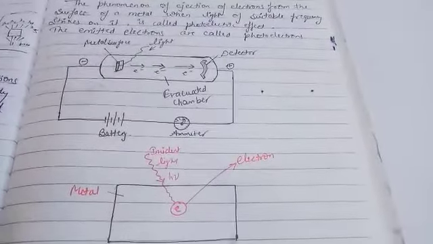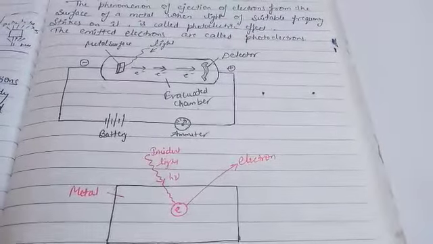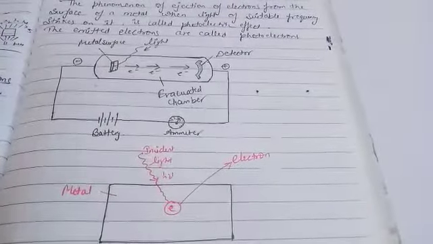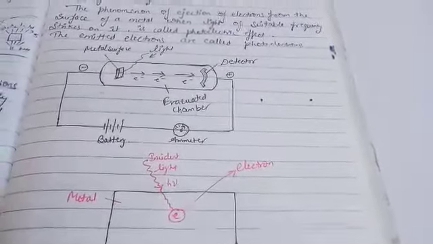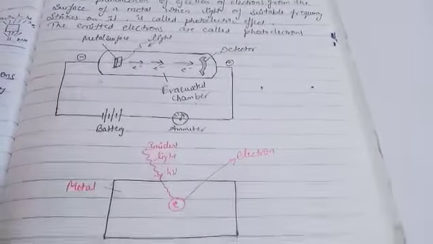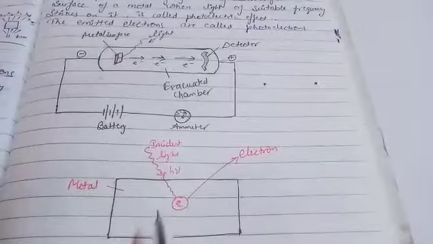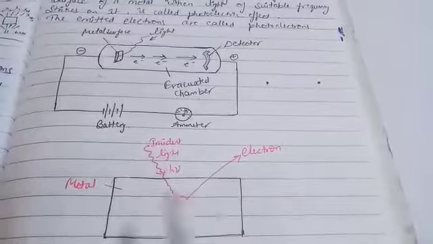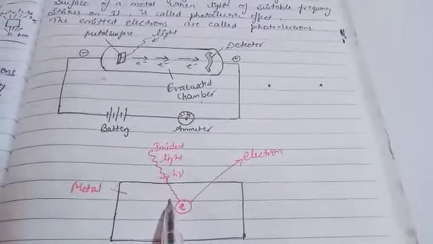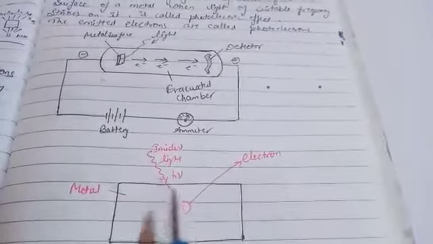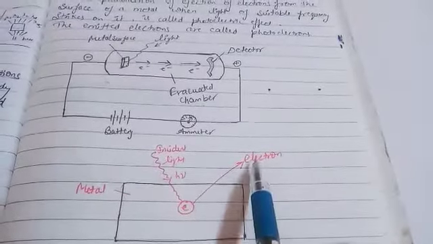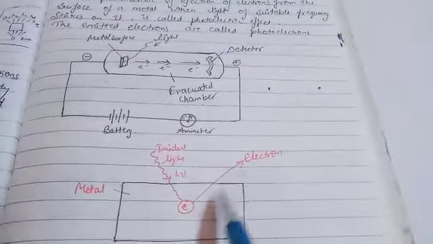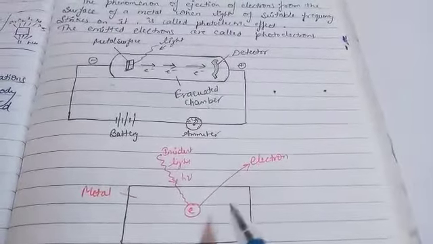Now simple, I think you know that metals have a tendency to lose electrons. Suppose you take any metal in which electrons are loosely bound, for example cesium. You have to take those metals in which electrons are loosely bound, since generally metals have a tendency to lose electrons. Now when light of a certain frequency, h nu, strikes the metal surface, then there is an ejection of electrons. This effect is known as the photoelectric effect, and these ejected electrons are known as photoelectrons.